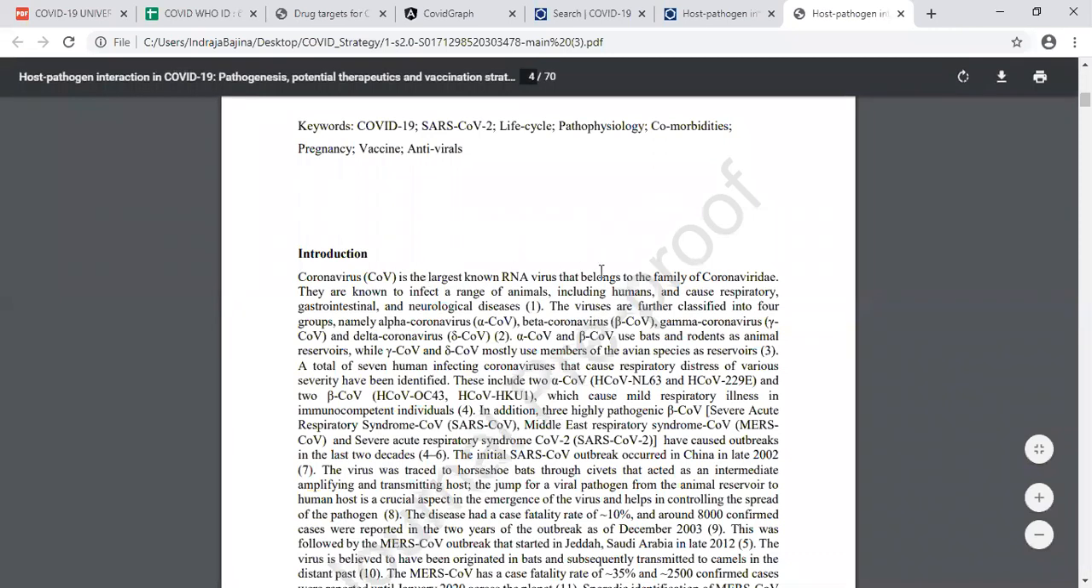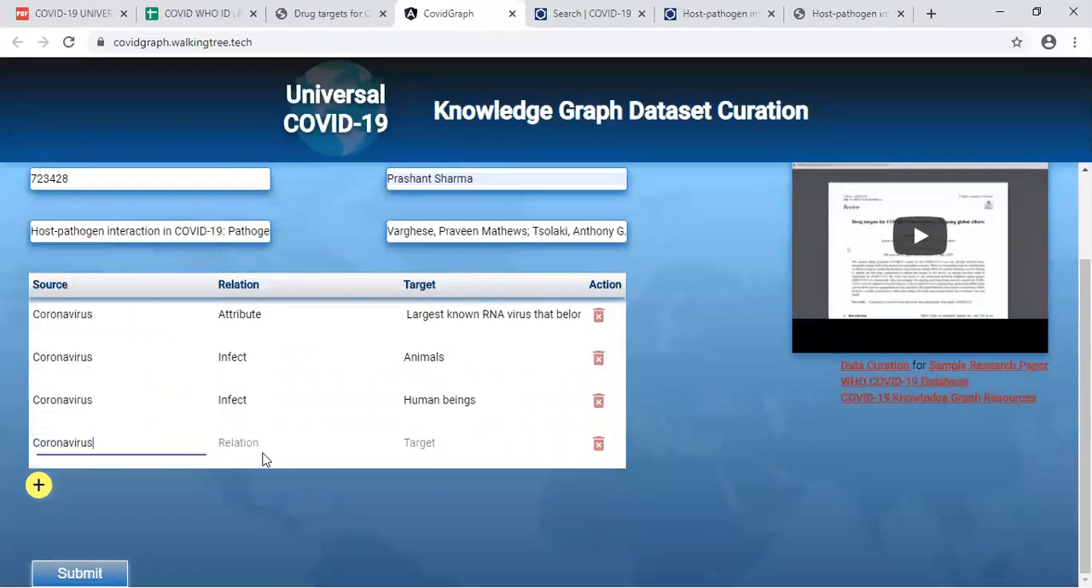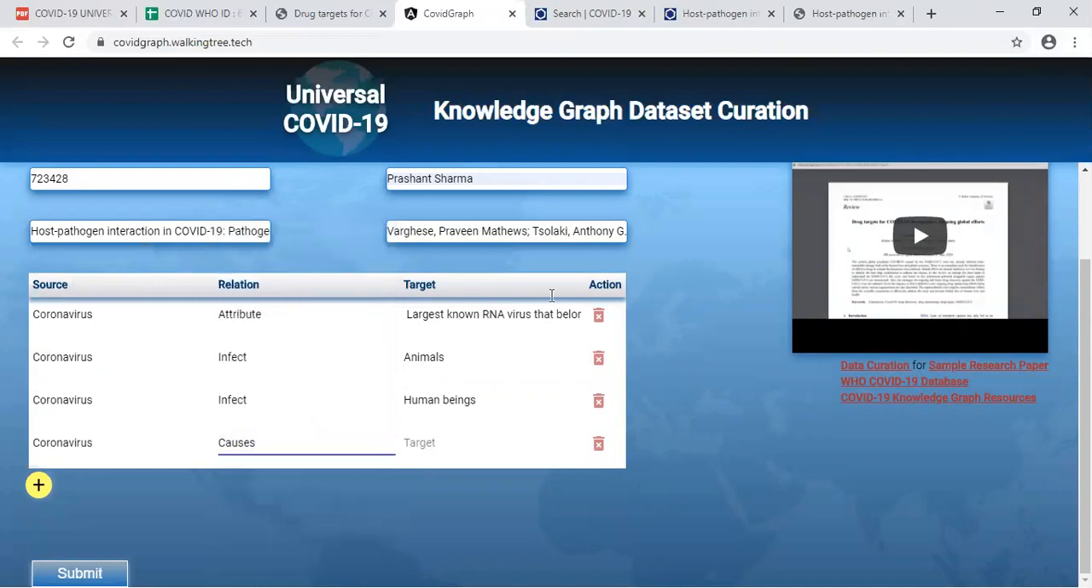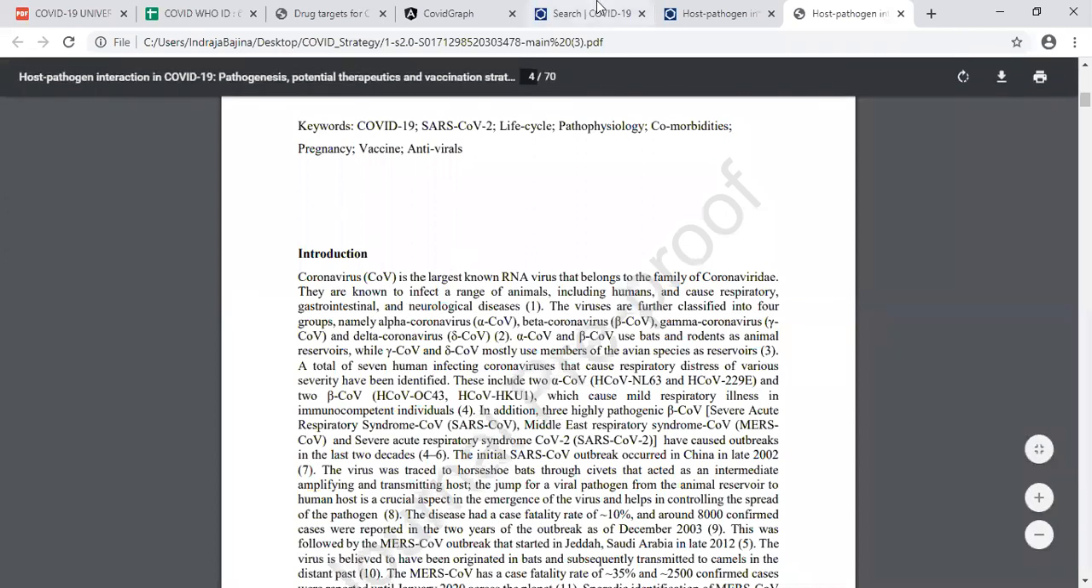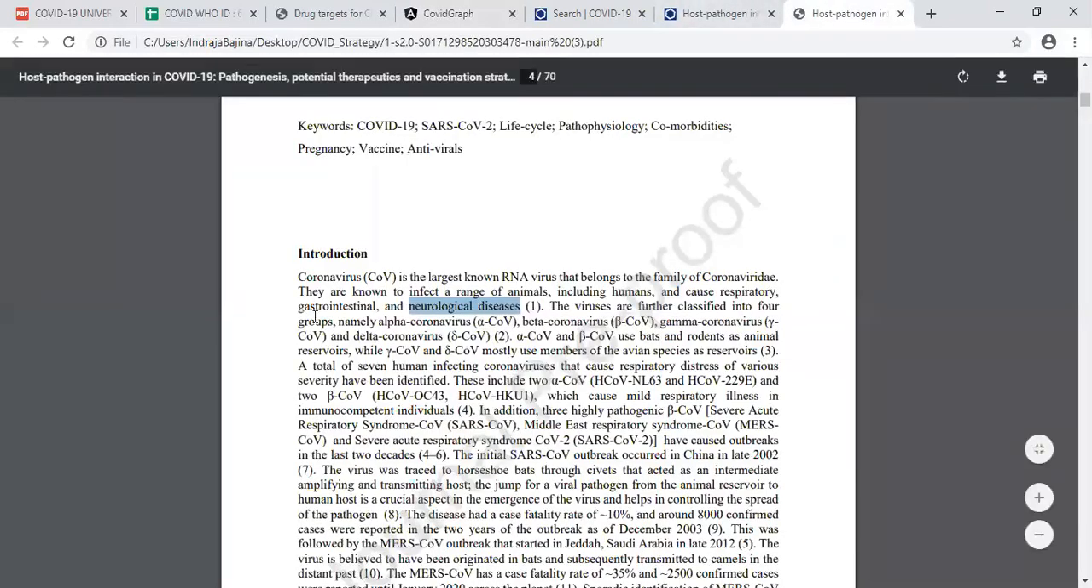This is talking about how coronaviruses cause respiratory, gastrointestinal, and neurological diseases. Let me just add one of them. It's the same process for the others, so the demo is the same. You mention coronavirus, you again choose it, and then you mention it causes, what? Say neurological diseases. I mention neurological diseases. Good. Similarly, you can add gastrointestinal and respiratory diseases in different routes.